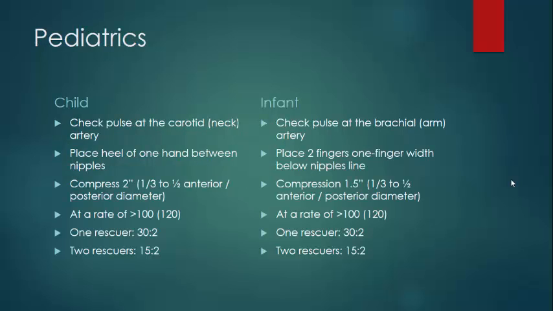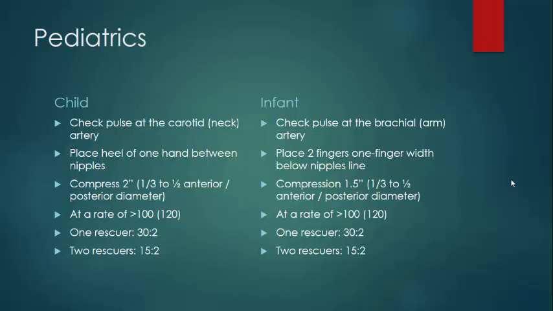So that was the adult. For pediatrics, child is much the same. We check the pulse at the carotid artery in the neck, place the heel of one hand between the nipples, and now sometimes people say, I have the one hand and that's as far as I need to compress, I don't know what to do with the other hand. If you find yourself in that situation, it's okay if you put 2 hands on the chest, especially if you're smaller. You're going to compress about 2 inches.